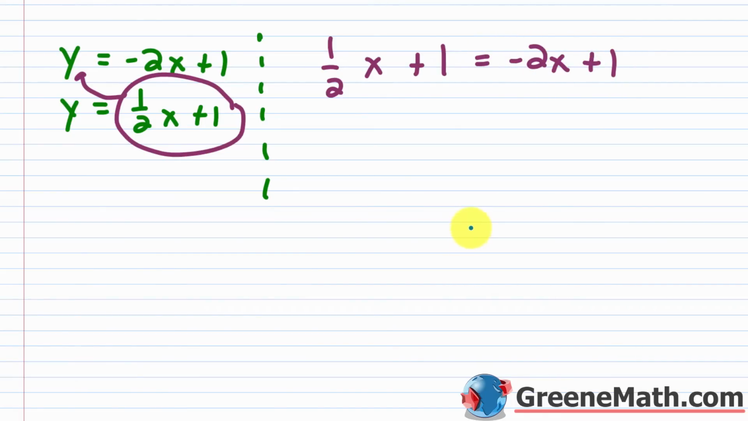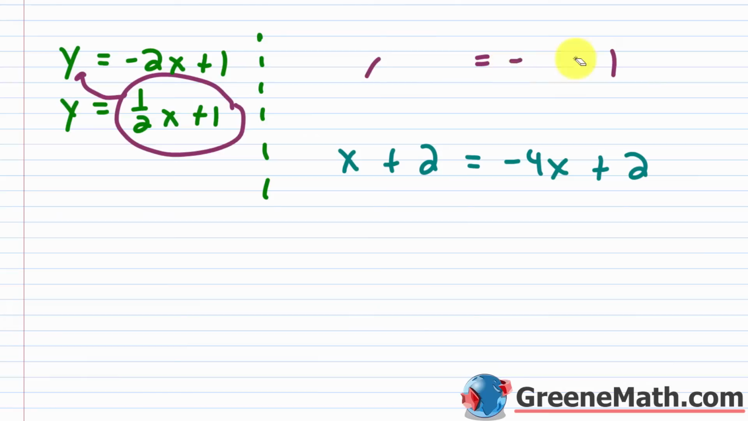And so what you could do is multiply everything by 2 to clear this denominator. So you would have x plus 2 is equal to negative 4x plus 2. So I just multiplied everything here by 2 to clear that denominator. Let's get rid of that. And so at this point, I'm going to add 4x to both sides of the equation. And I'm going to subtract 2 from both sides of the equation.